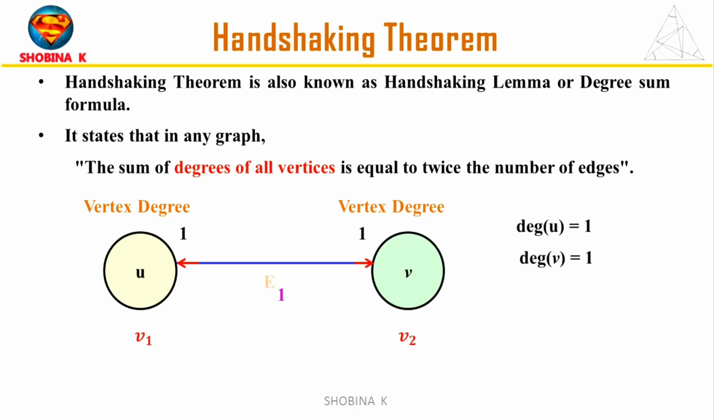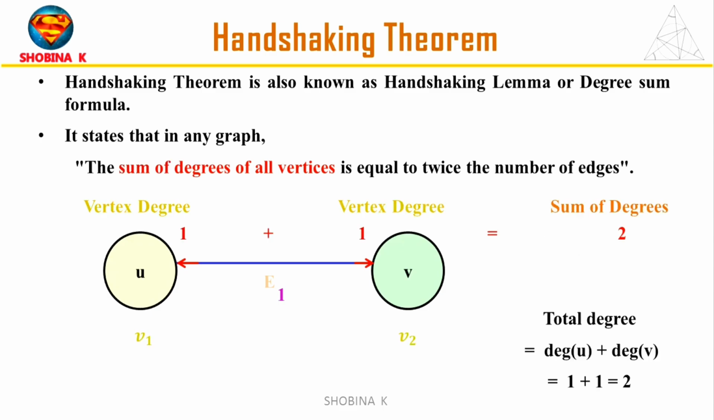The vertex degree, or degree of a vertex, is the number of edges connected to a vertex. The degree of u is 1 since there is one edge connecting u and v. Similarly, the degree of v is also 1 because there is only one edge connecting v to u. So each vertex has a degree of 1 because there is only one edge connecting both of them.